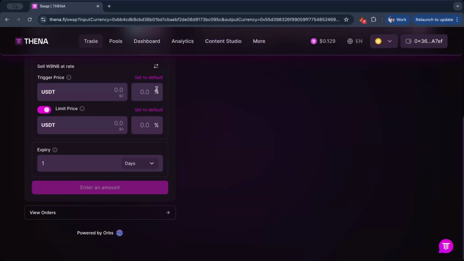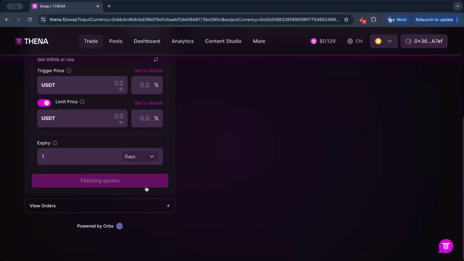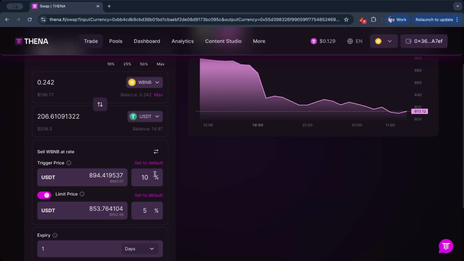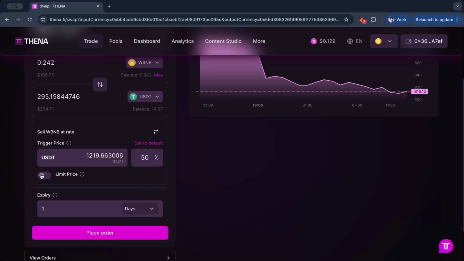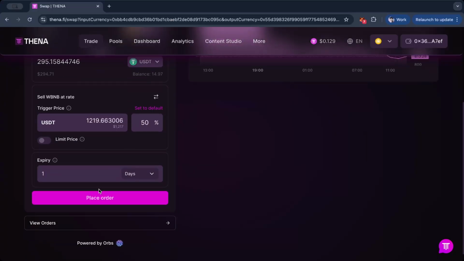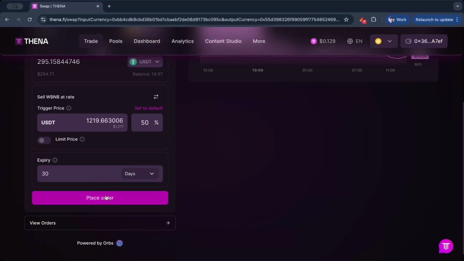There's not so much to go into detail. I think you're just doing the exact opposite of what we just did in stop loss. So I want to take profits at 50%. I'm extremely bullish on BNB. And again, you have a trigger price because of slippage. I don't actually care, I'm just bullish. Anything above 50%, I will take. I'll set an expiry for 30 days. That's when I think it'll be around there. Again, not financial advice, completely making it up.